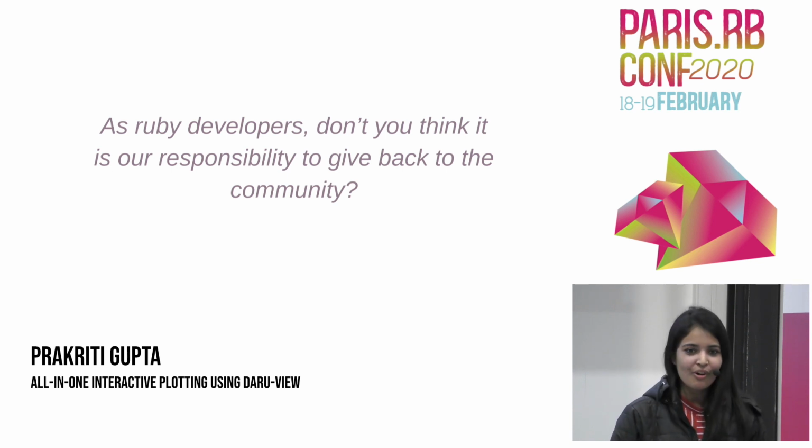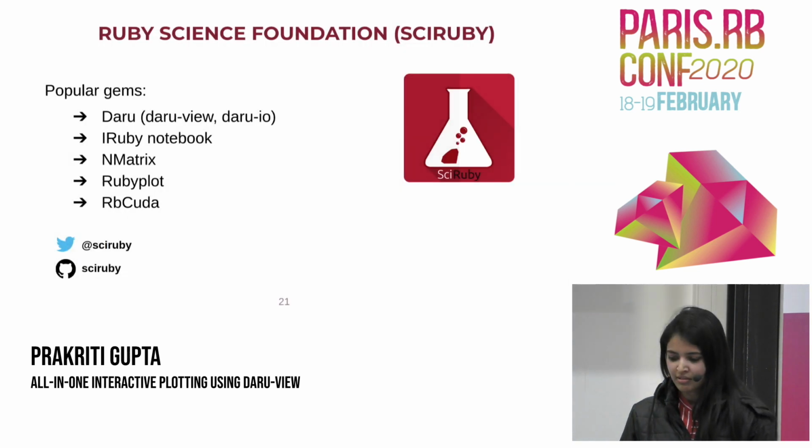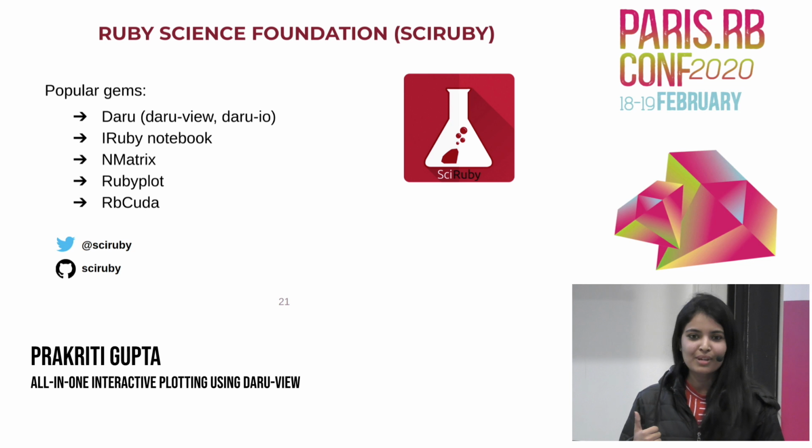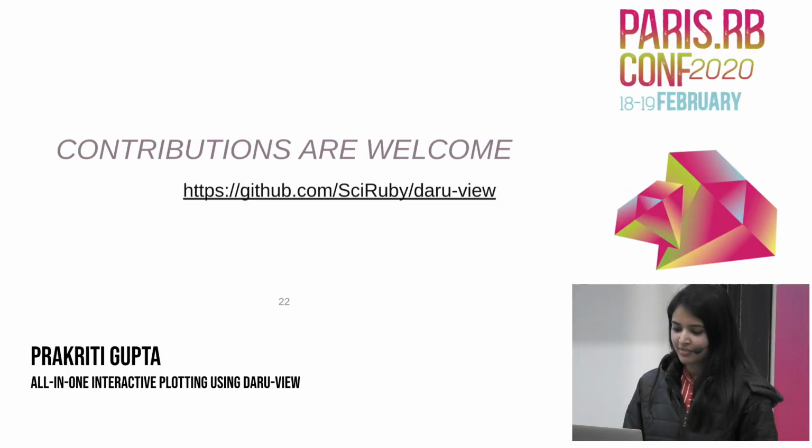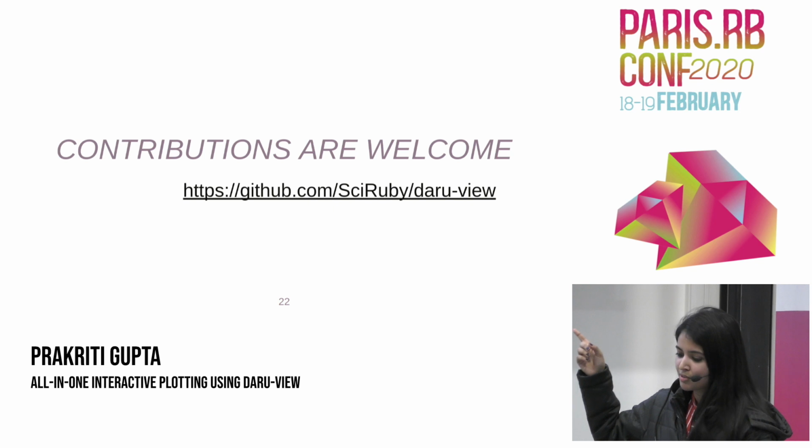But if I want to contribute, the first thing that comes to my mind is, where should I start? Simply introduce yourself to the SciRuby mailing list. The people in Ruby Science Foundation are really talented. Seriously, I am the least experienced person among them. They'll provide you the guidance wherever required. These are some of the popular gems of SciRuby, and there are many others like Statsample and NetworkX, etc. Check out these projects and contribute to them.